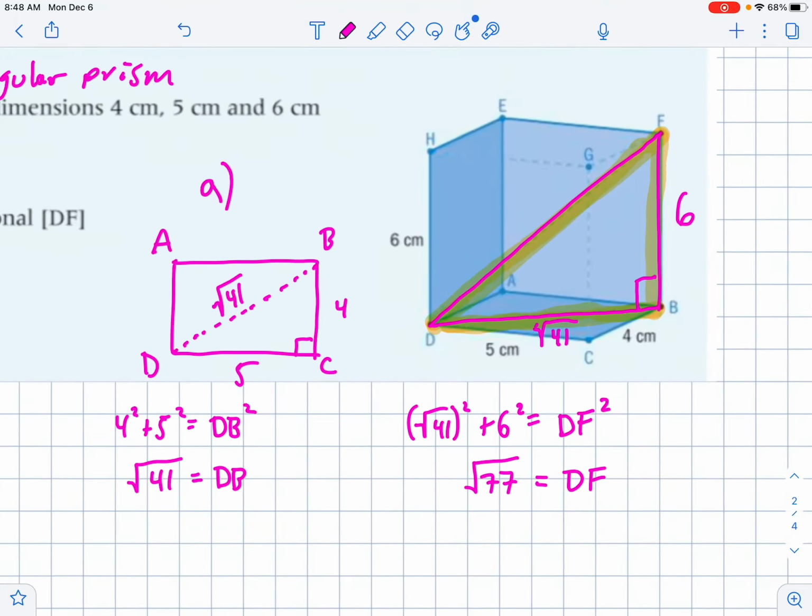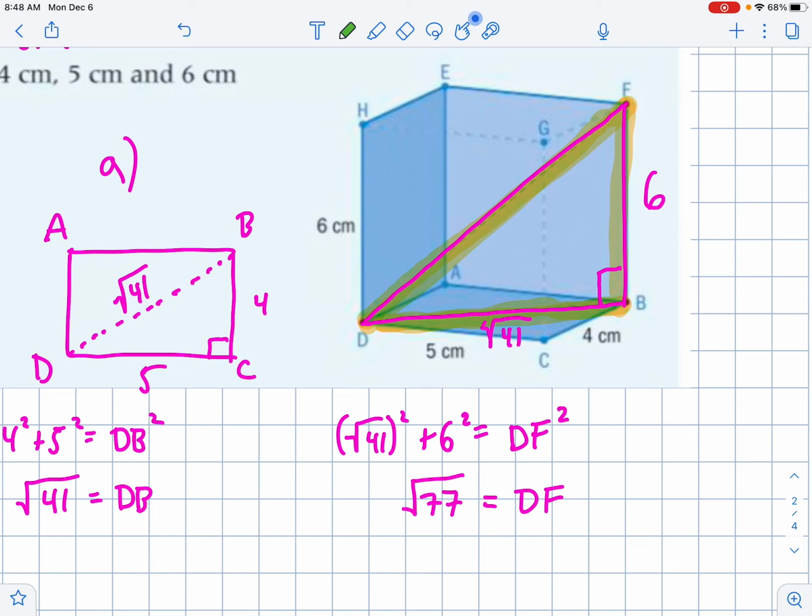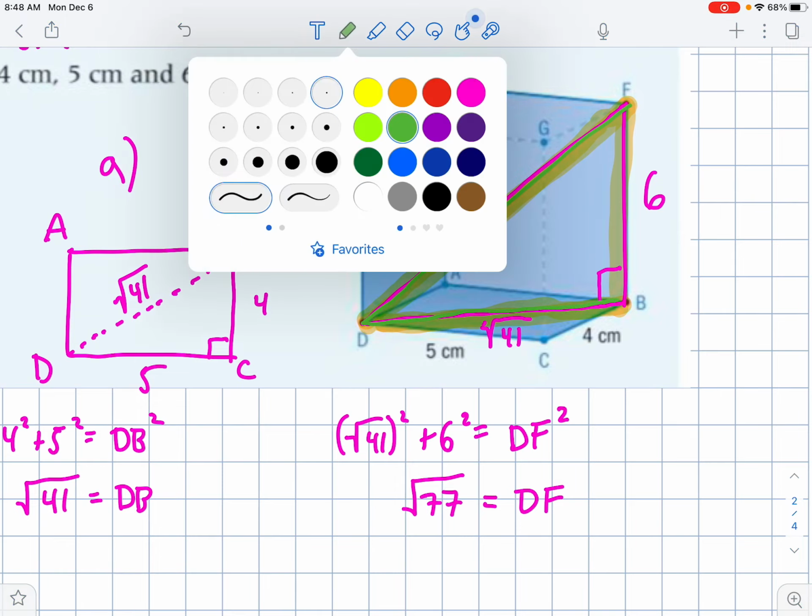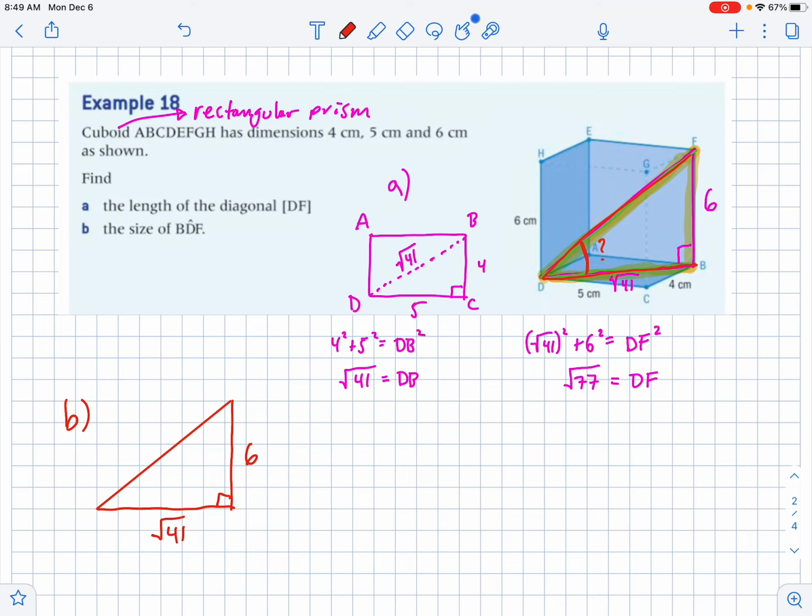Well, if I trace the angle BDF, maybe I should use a different color. B to D to F. That's not a great color for this diagram. How about red? That's this angle right here. Now, that's part of a right triangle. I just said we can always redraw things. I think that's a good strategy if the diagram starts getting too messy, and put in what you know. So we know this side is 6, this is square root of 41, and then we found that this side is the square root of 77. And we're looking for this angle right here, theta.